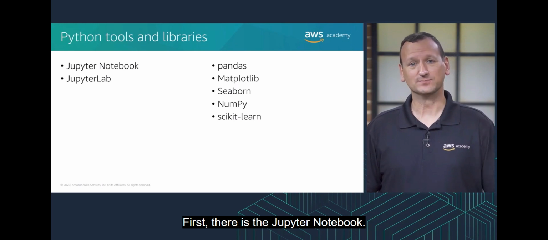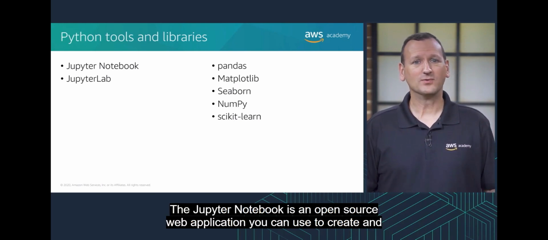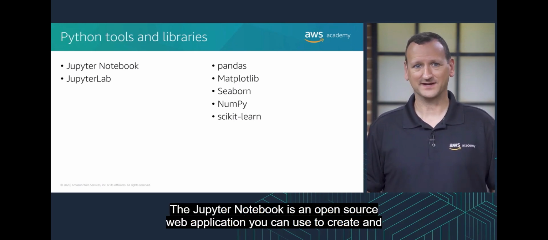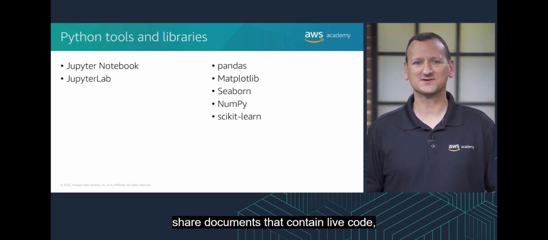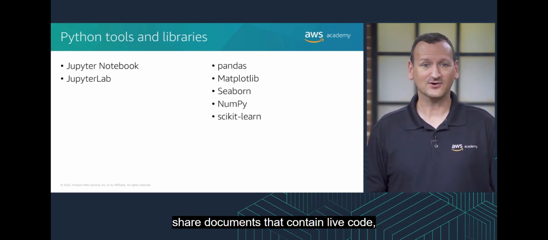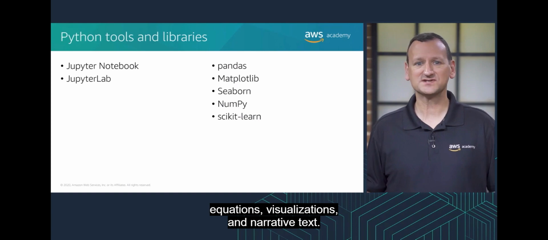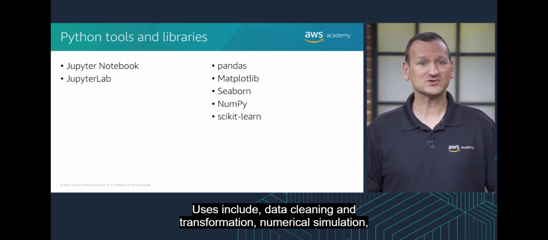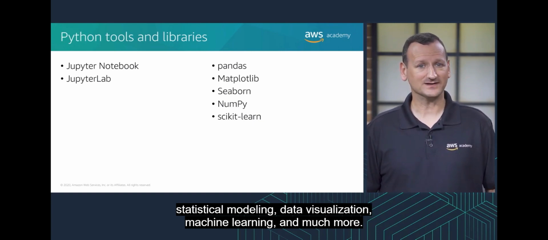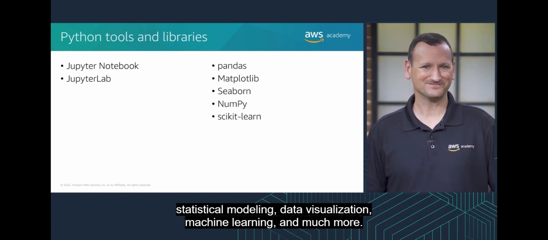First, there's the Jupyter Notebook. The Jupyter Notebook is an open source web application you can use to create and share documents that contain live code, equations, visualizations, and narrative text. Uses include data cleaning and transformation, numerical simulation, statistical modeling, data visualization, machine learning, and much more.